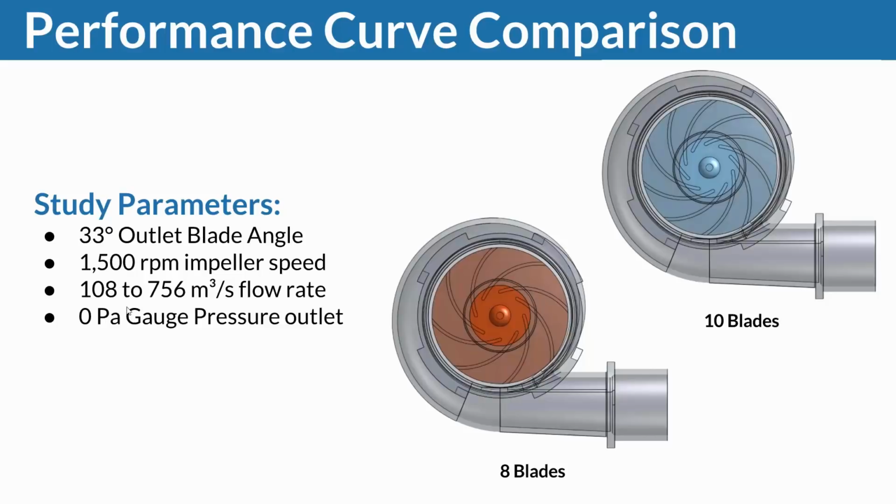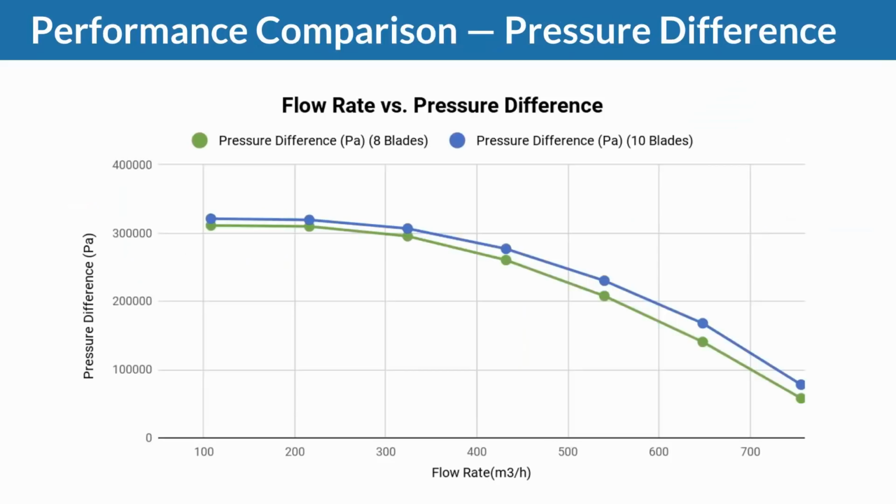1,500 rounds per minute. We're going to look at different flow rates because we're going to look at pump curves, at performance curves now. 0 pascals gauge pressure at the outlet. And we're going to compare 8 blades to 10 blades. Now we want to see the complete pump field. So doing the same thing, dropping it into SimScale on the same geometry, on the same mesh, we simply quickly change the flow rate that goes through the pump, and we plot the pressure difference across it.